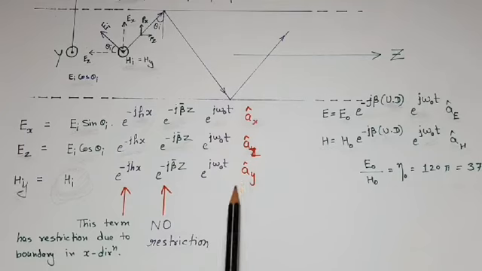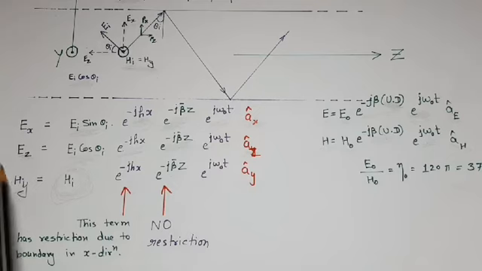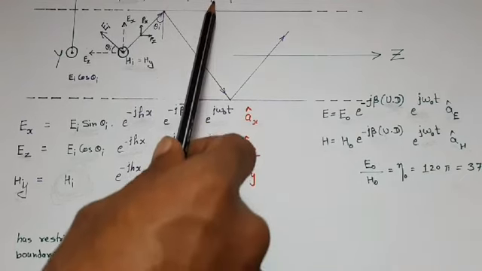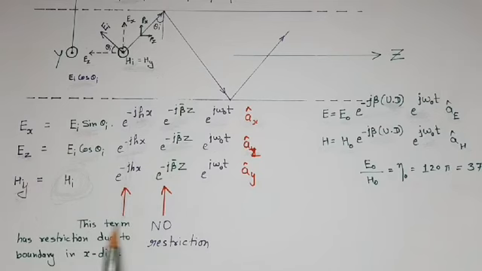So friends, in this way we can write expressions for electric field and magnetic field in parallel plane waveguide for TM mode. In the next lecture we will learn about the restriction on this term, that is e power minus jhx, due to presence of boundaries in X direction, and after that we will learn TE mode of wave propagation.